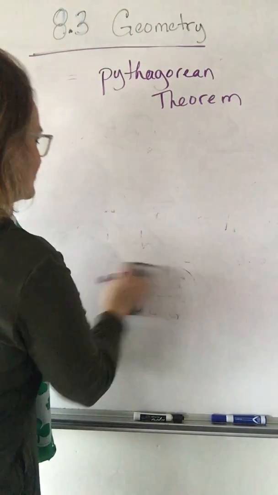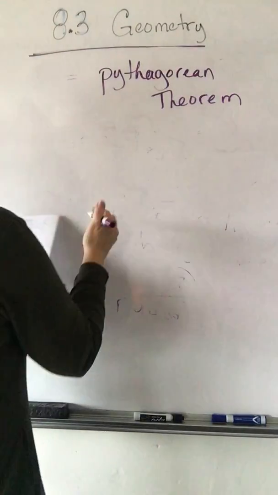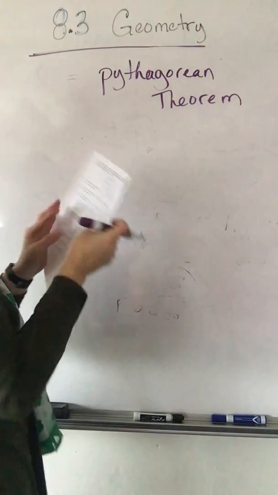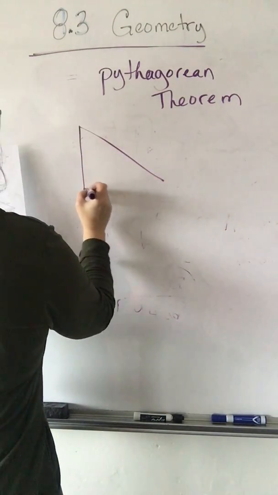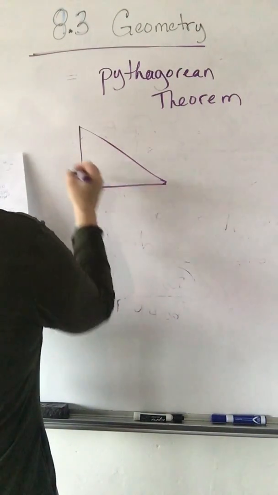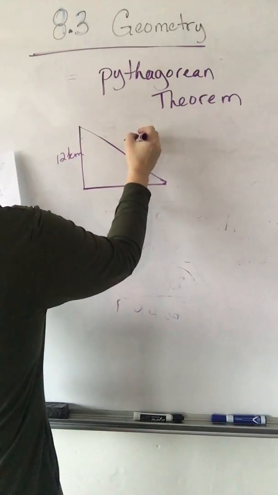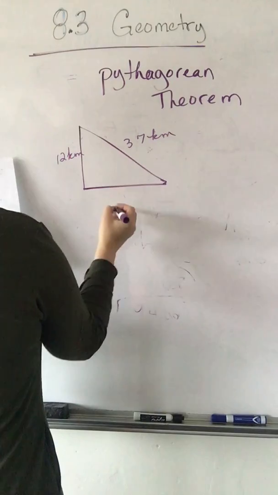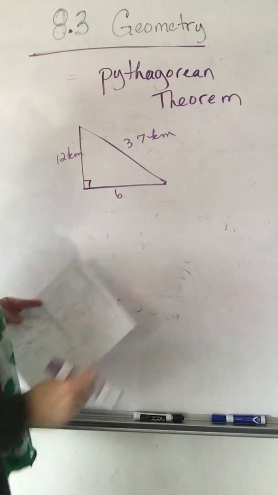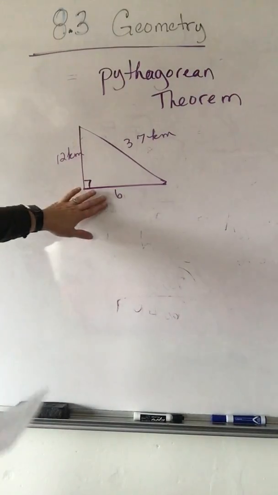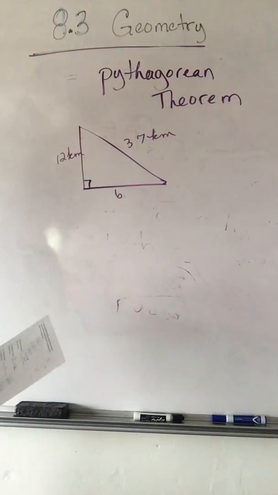If I can get the board erased. All right. So the next example I have for you looks like this. We have a right triangle, and we have a side that's 12 kilometers, and the hypotenuse is 37 kilometers, and then we don't know what this side is. So if you want to pause now and figure out what this side is, also figure out the perimeter and figure out the area is what we're going to do in this.